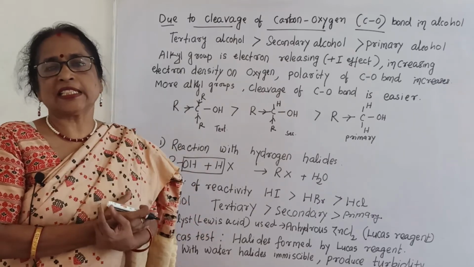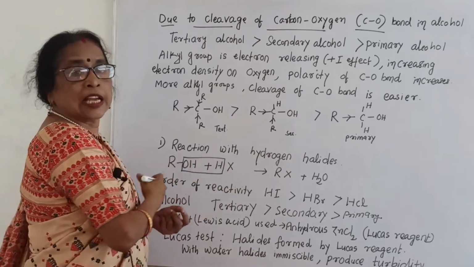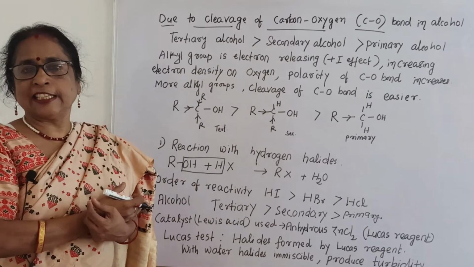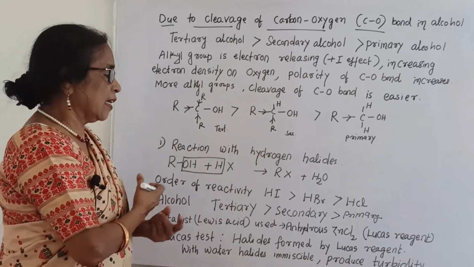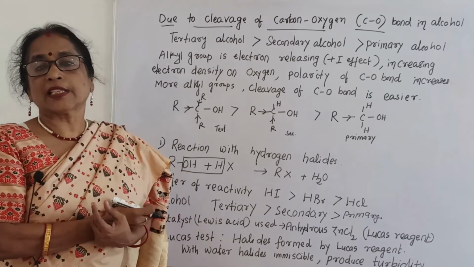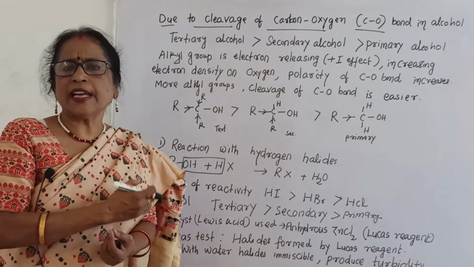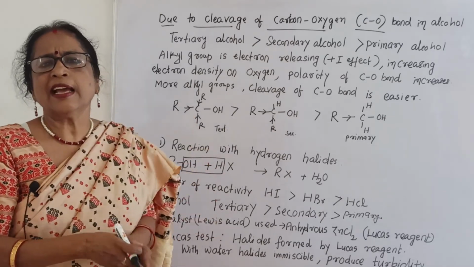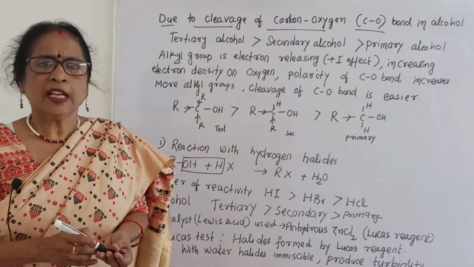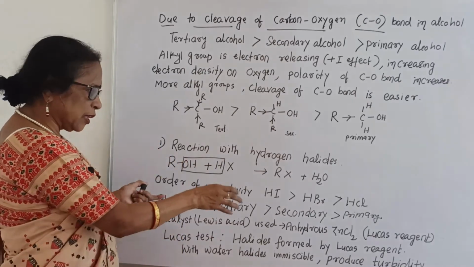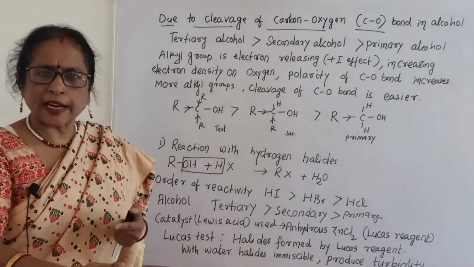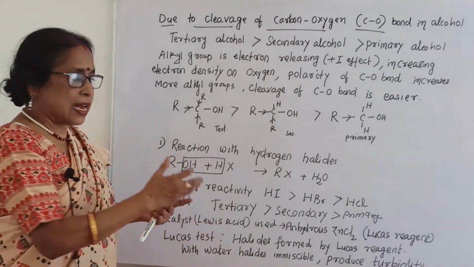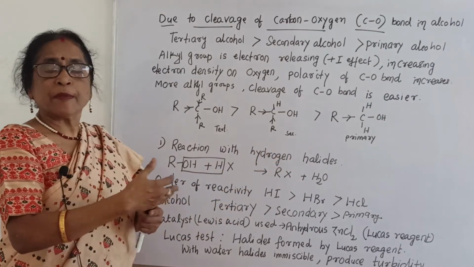A scientist named Lucas was involved in this reaction. He proved so many things in this reaction. That is why it is called the Lucas test. The Lucas test is very important to distinguish between primary, secondary and tertiary alcohol. Why? Because with Lucas reagent, that means with anhydrous zinc chloride, halides are formed and water is the byproduct.